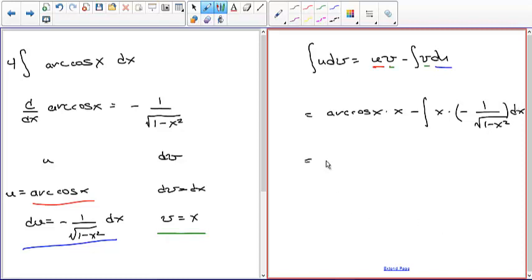And we'll just move things around. I'm going to move the constant to the front, even though I don't need to, but I'm going to do it anyway. And you can see what happens in the second term: the negatives cancel out, so it becomes positive. Then you have the integral of x divided by the square root of 1 minus x squared dx. And hopefully we can do this integral, which we can. So why don't you do that?